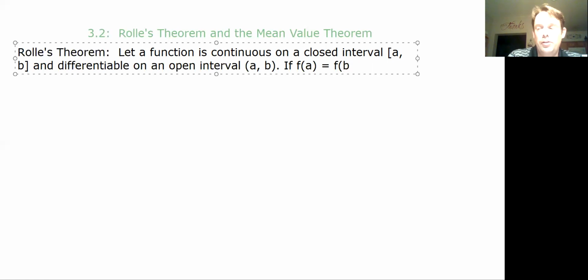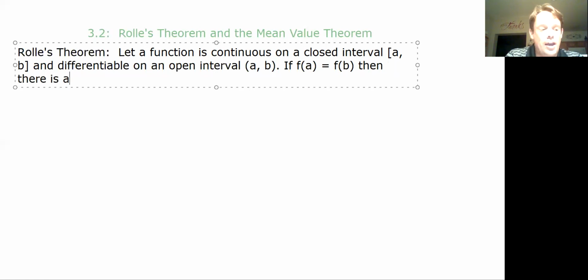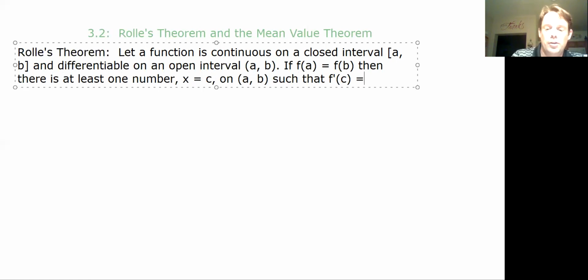So when we plug these endpoints into our function, if they end up being the same, then what Rolle's theorem says is that there is at least one number x equals c on the open interval from A to B, such that f prime of c equals 0. In other words, we have a critical number.